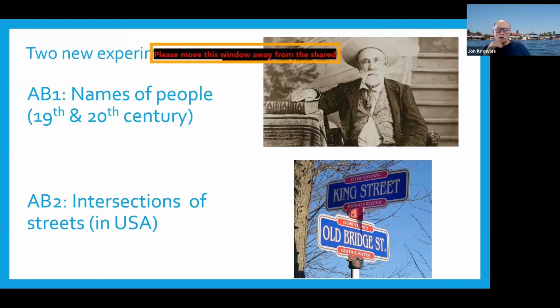The first experiment I called AB1. It was the names of people from the 19th and 20th century. And I'll explain how that worked in a second. The second experiment was intersections of streets in the United States, the signs on those intersections.